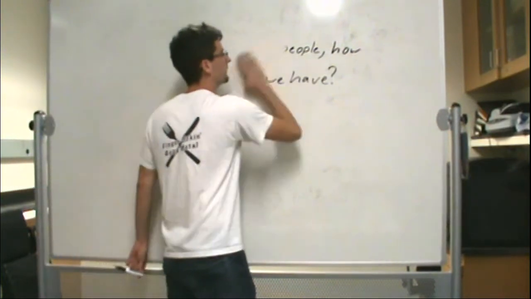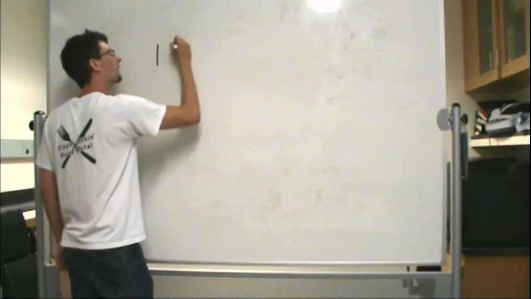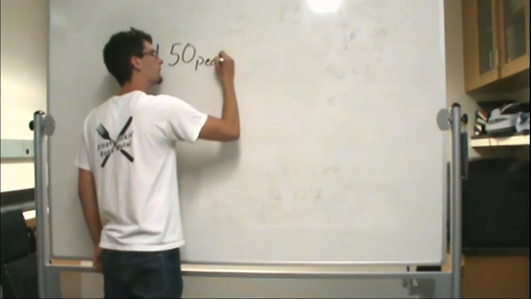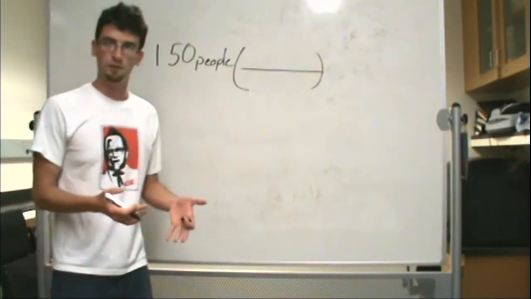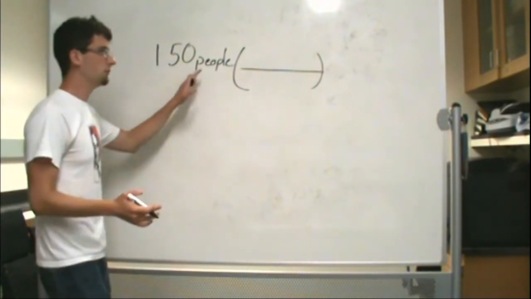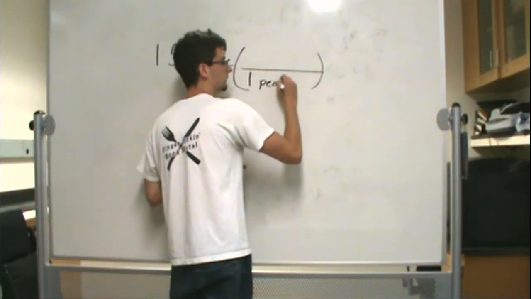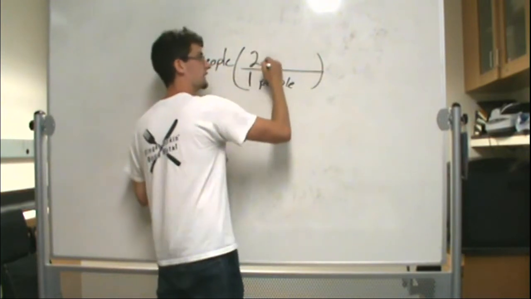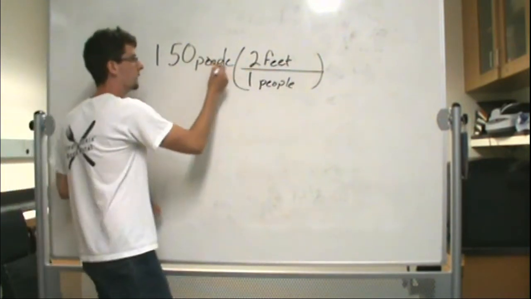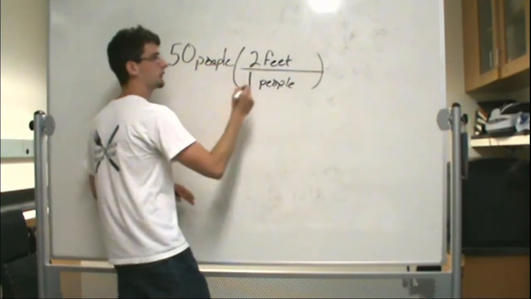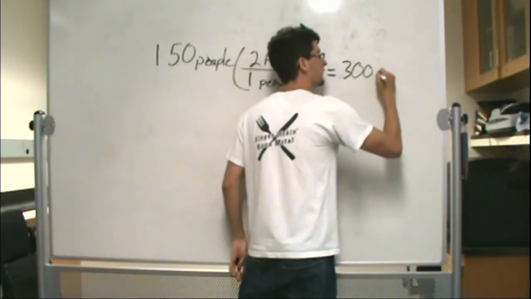We start off with our 150 people. We just have to have our unit conversion. So how can we get from people to feet? Well, we know for every one person, each person has 2 feet. Knowing this, we just have to multiply across. And if you notice, people cancels out, so we end up with a unit of feet. So 150 times 2 should get 300 feet.